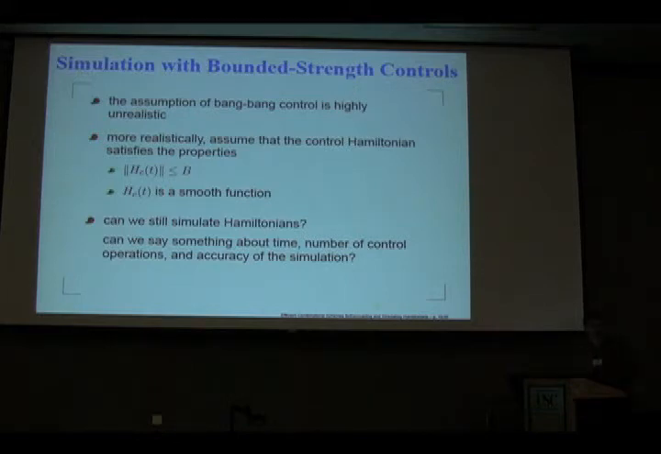For simulation with bang-bang controls, a lot of things were known. But the assumption of bang-bang controls is highly unrealistic in certain situations. So more realistically, let's assume that the control Hamiltonian satisfies the property that its strength is bounded and that this here is some smooth function. This means that the control Hamiltonian cannot be changed arbitrarily. Can we still simulate Hamiltonians? And what can we say about the time, number of control operations, and the error of the simulation if we can only use Hamiltonians that satisfy these restrictions?